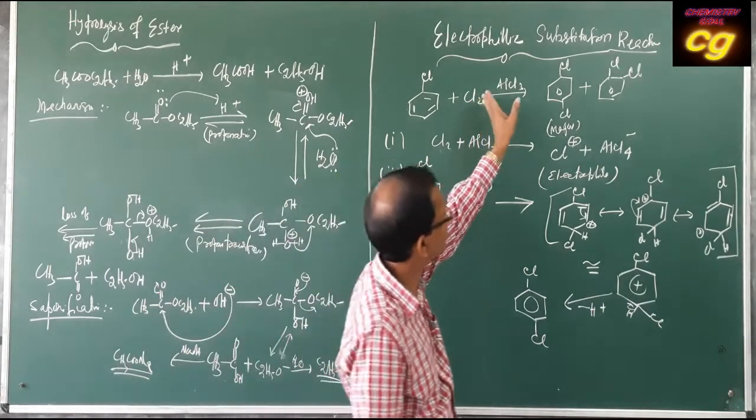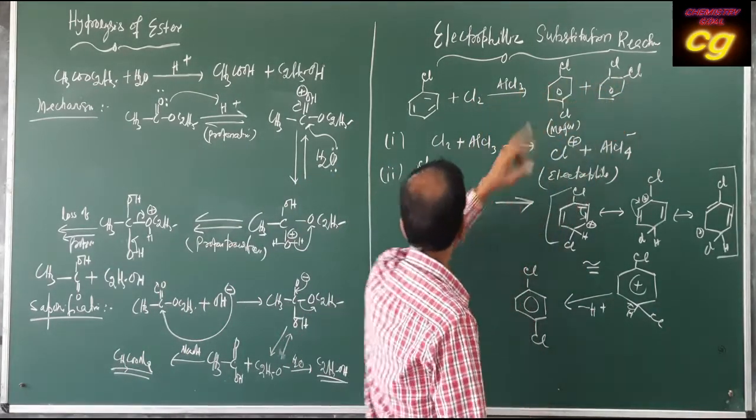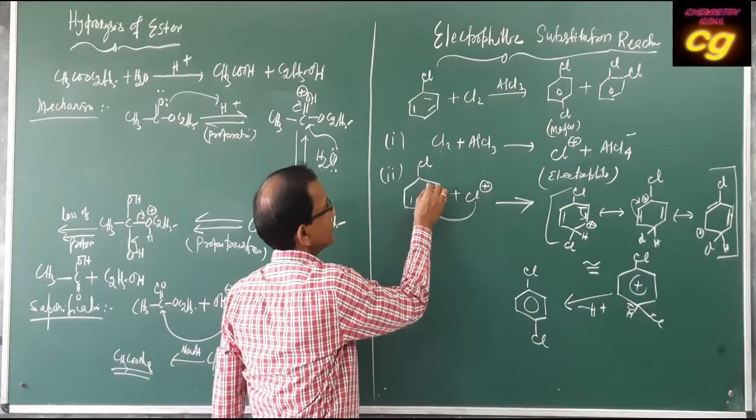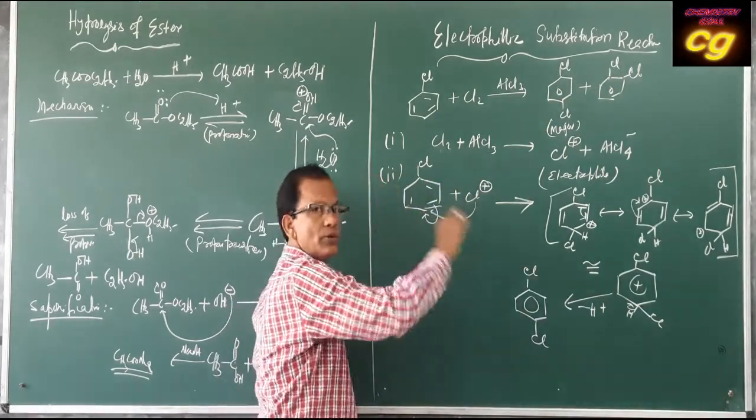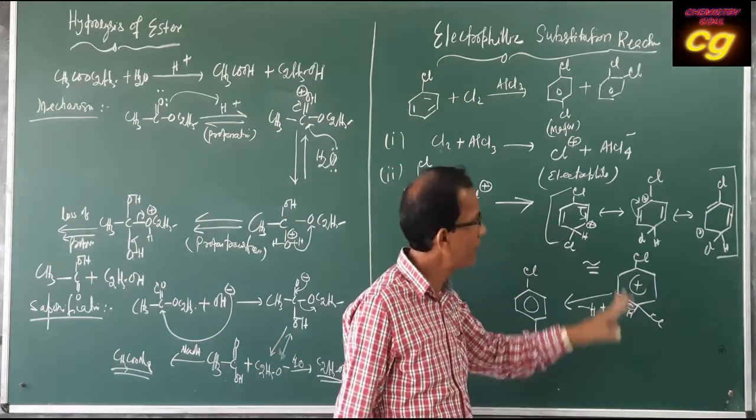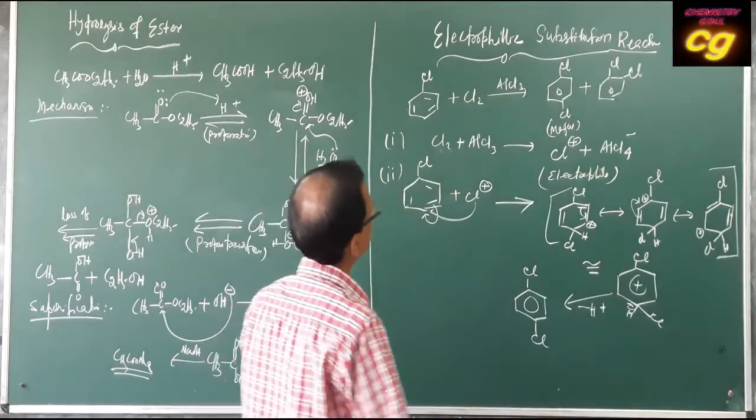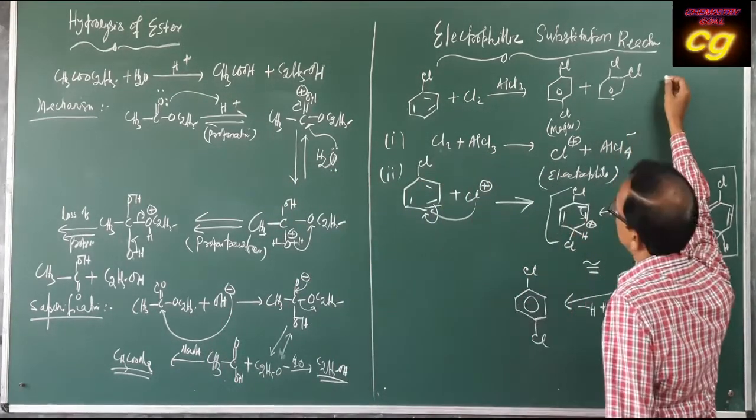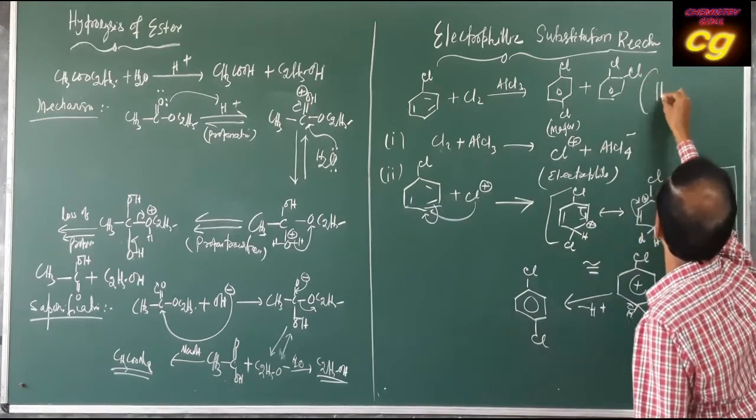But if you want to substitute ortho, you have to break at this position. This position breaks, then Cl plus will attack. So in this way, this is called halogenation. This reaction is called halogenation.